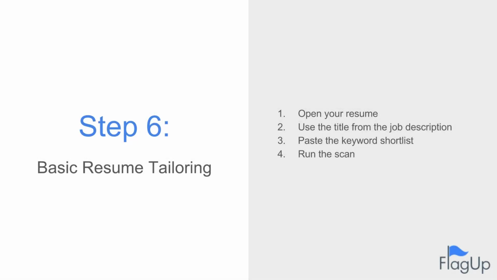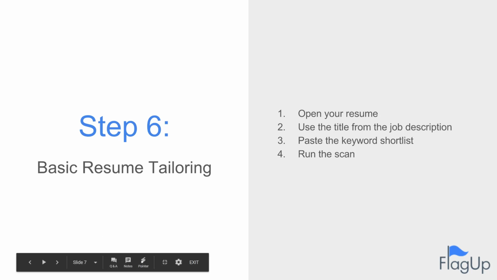Step 6, we're going to do a basic resume tailoring. There are 4 steps. Number 1, open up your resume. Number 2, use the title from the job description in your resume as much as you can. Then we're going to take the keyword shortlist we made and paste that at the bottom of the resume. And then we're going to rerun the scan and see what happens.